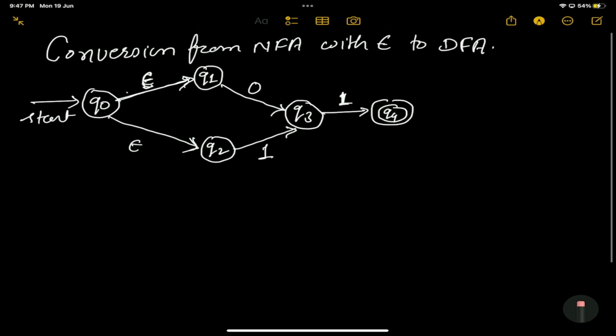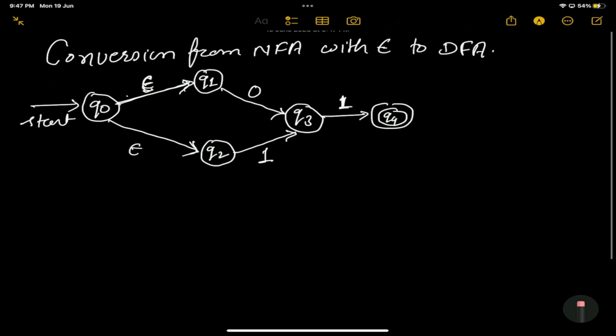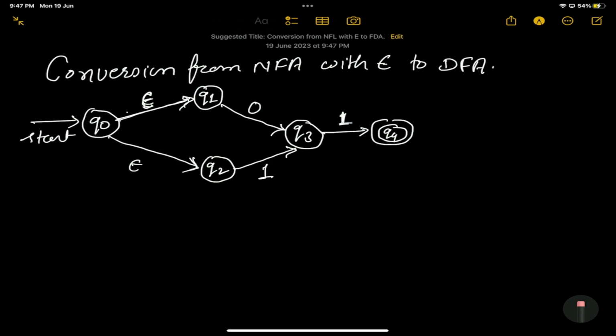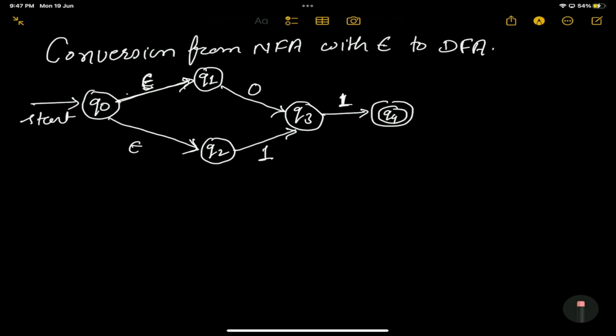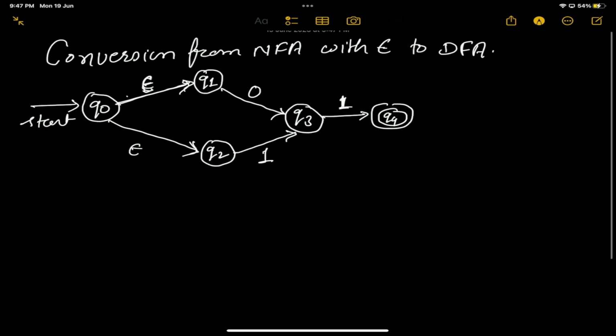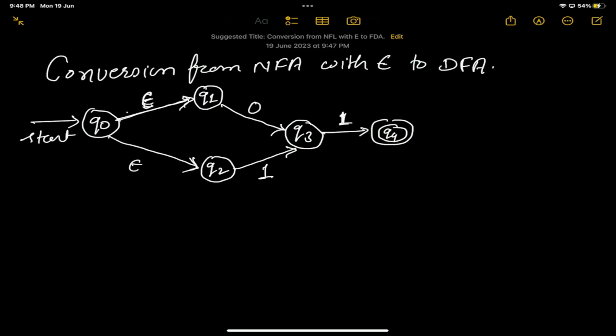So the first step, when converting from NFA with epsilon moves to DFA, is to find the epsilon closure of each state. Epsilon closure of state Q0 is equal to Q0, Q1 and Q2.